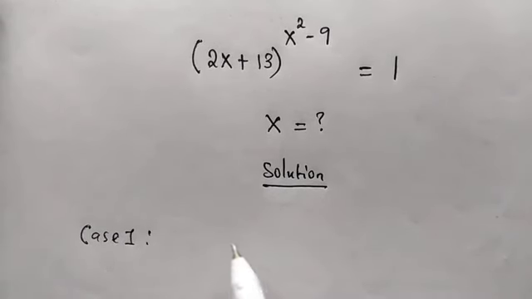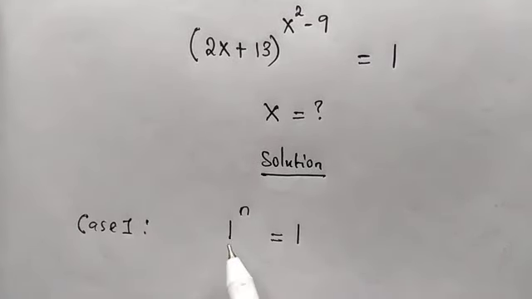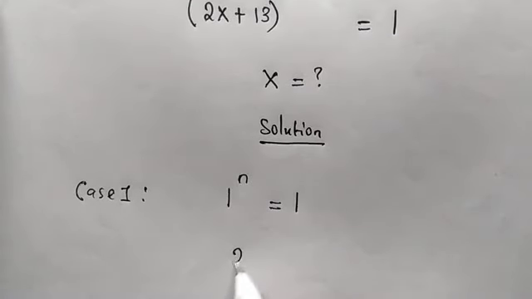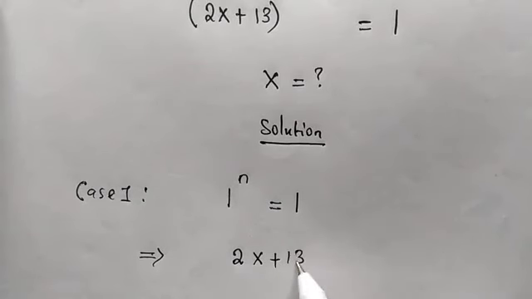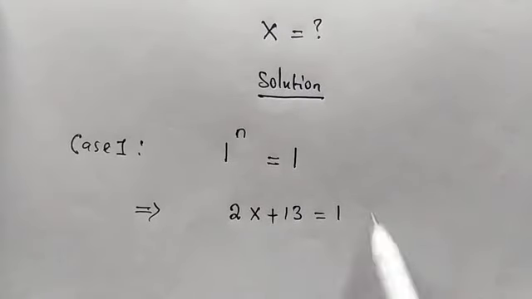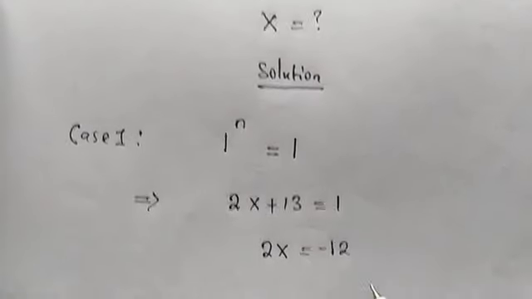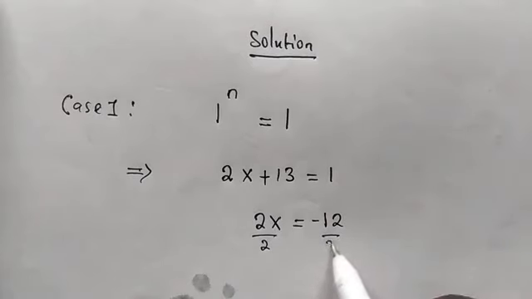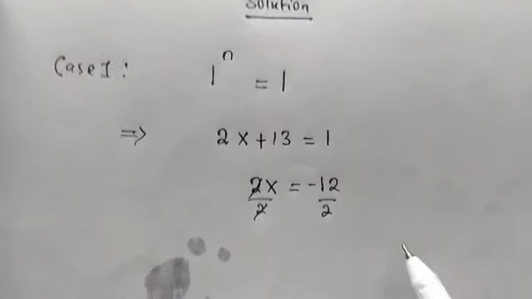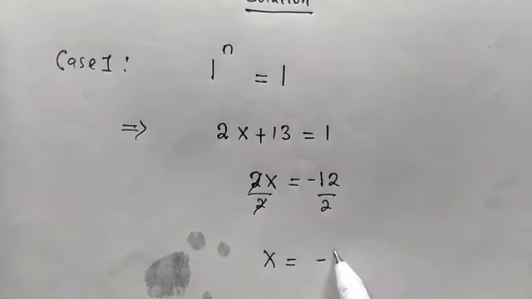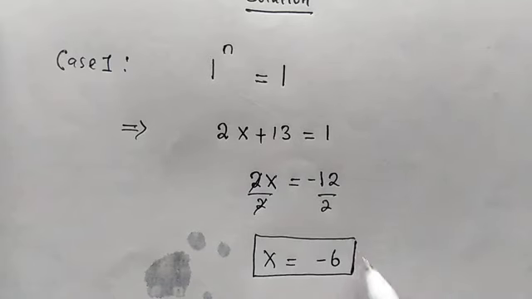For our case 1, we have that 1 to the power of anything is equal to 1, right? With this reason, we're going to let this denominator equals 1 and solve for x. So we have here that this implies that 2x plus 13 can be equal to 1. Now subtract 13 from both sides, we get 2x is equal to 1 minus 13, which is negative 12. Divide both sides by 2, which is a coefficient of x. So from here, we get x is equal to negative 6. So you can see we have our first solution.